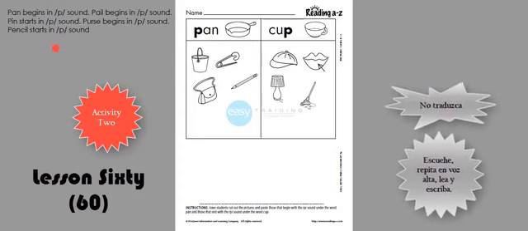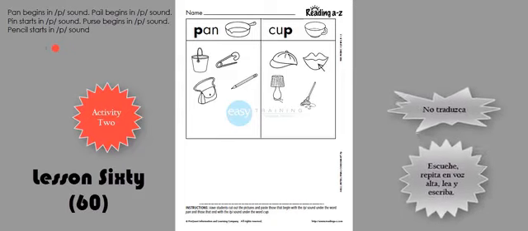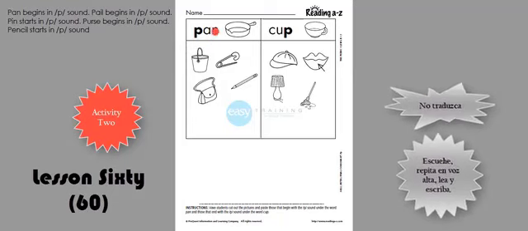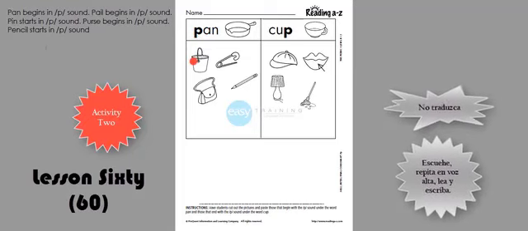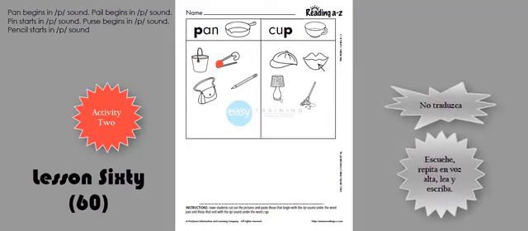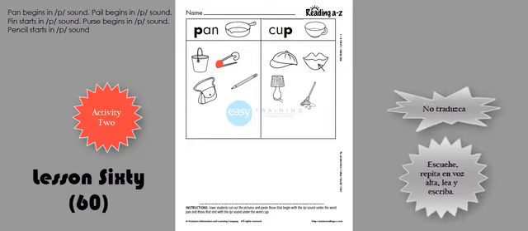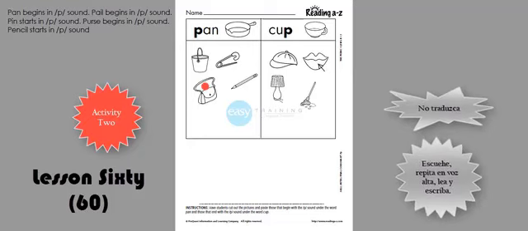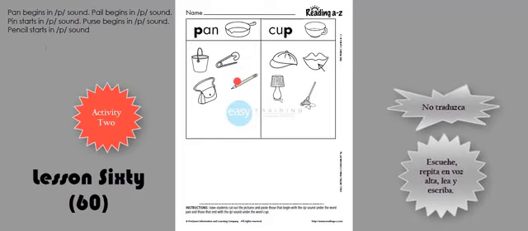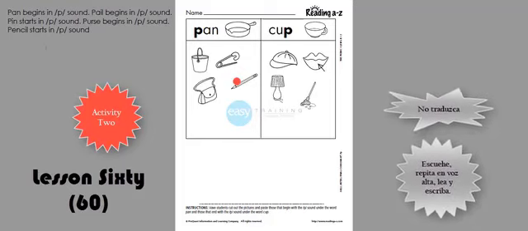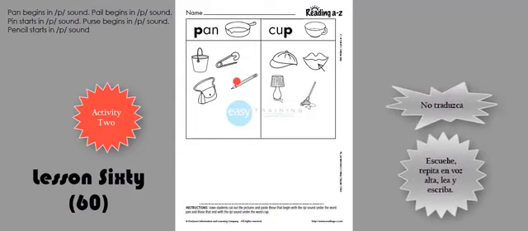Aquí tenemos las oraciones individuales para cada objeto. Pan begins in P sound. Pail begins in P sound. Pen starts in P sound. Purse begins in P sound. And pencil starts in P sound. Note que he escrito begins en algunos casos y starts en los otros. Begin and start are synonyms.